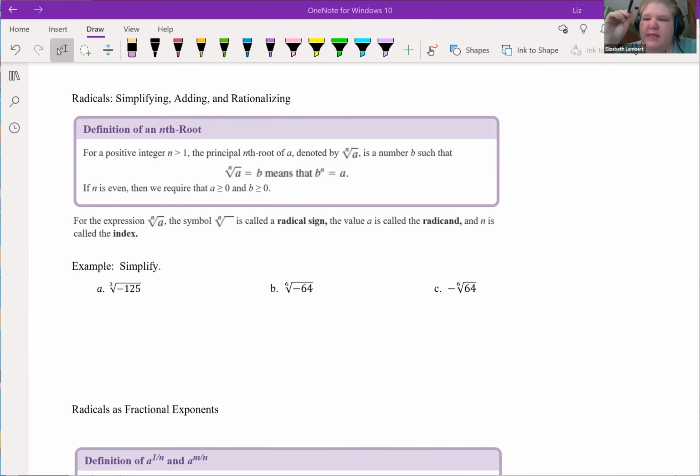So what we're going to look at this week is radicals, and there is a bunch of different little things we're going to look at. Then the other thing for this week is a review.